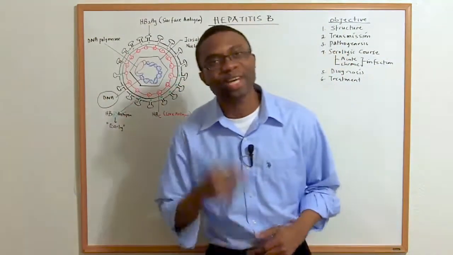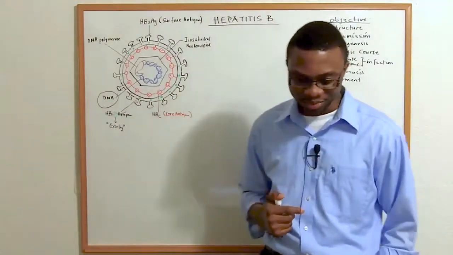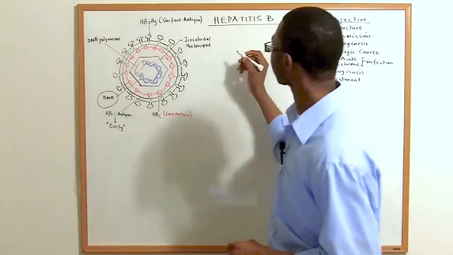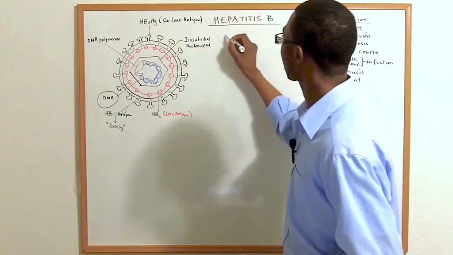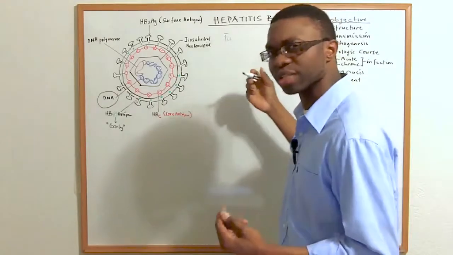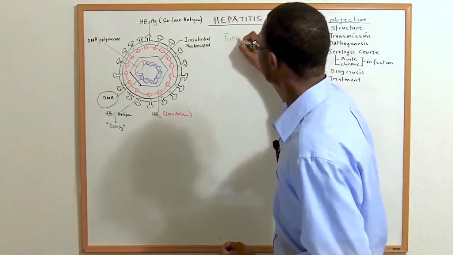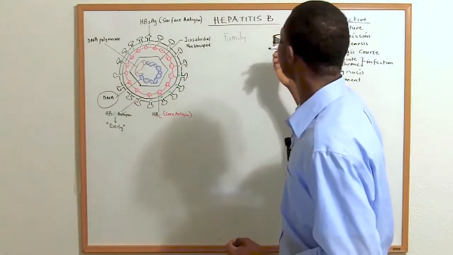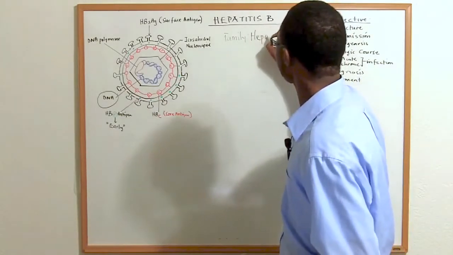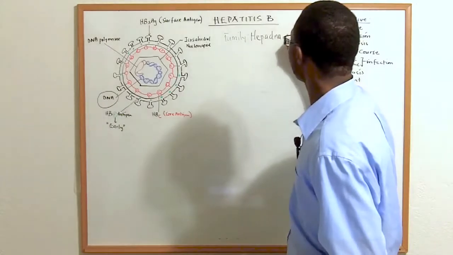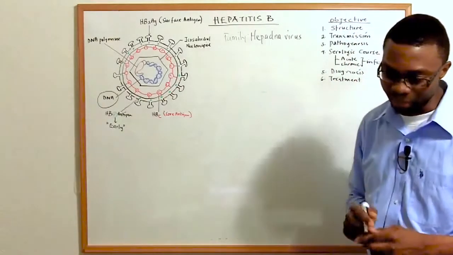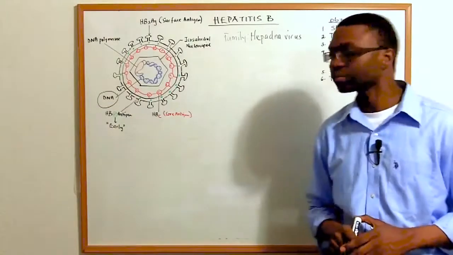Now, which family does hepatitis B belong to? It's actually a Hepadnavirus. Hepadna. Let's look at its family members. Isn't it amazing? Viruses have their own families too. I don't want to meet their family. It's probably not fun. Hepadna. That is the family that hepatitis B belongs to.